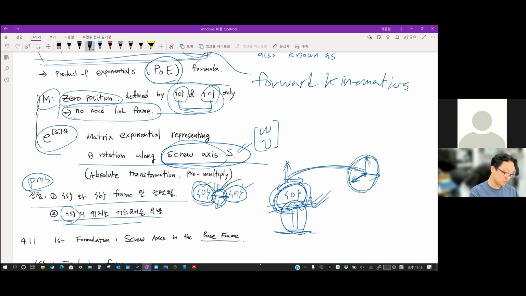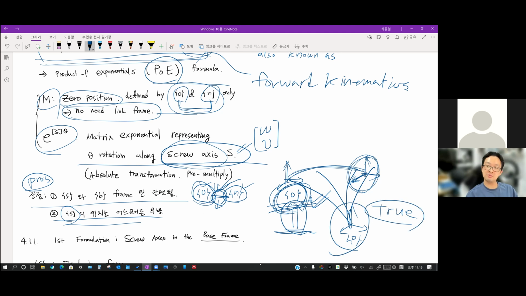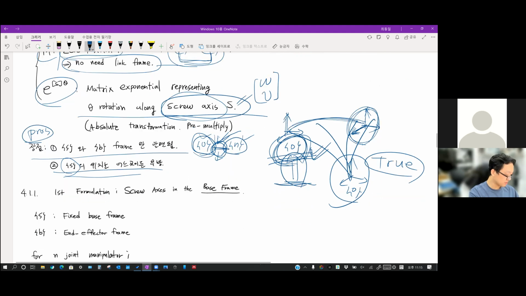Not here, we can define this point as the zero position. And we think about this, and it can also be true. So it is very, very much simpler than before.